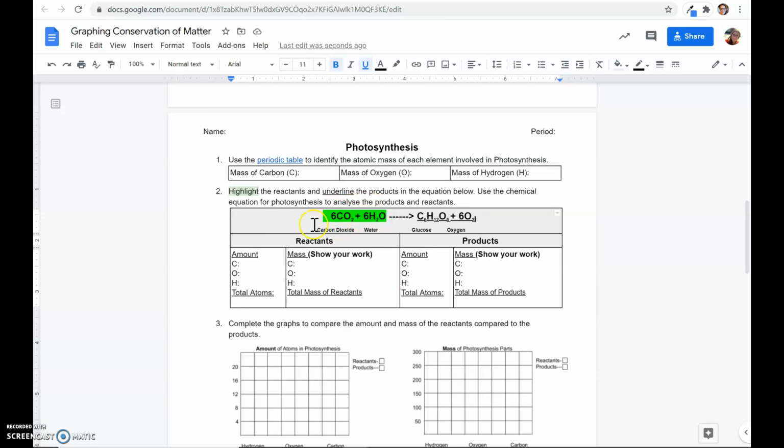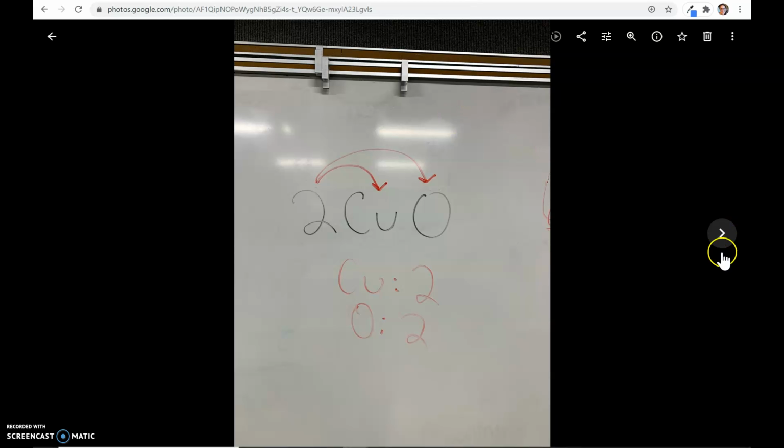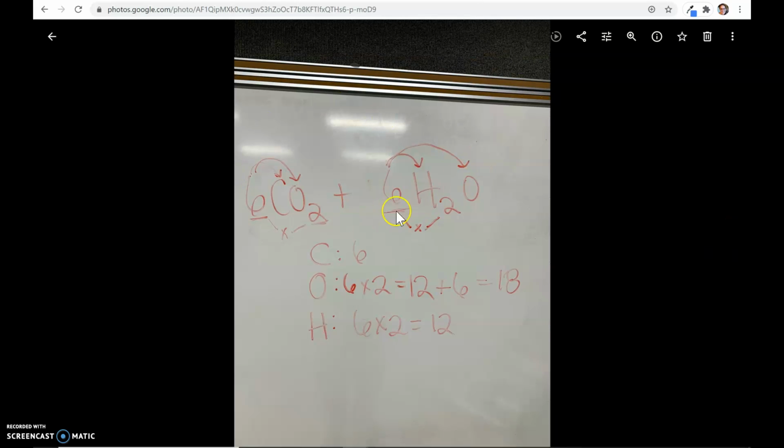You're figuring out how many carbons, oxygens, and hydrogens we have in this first side of the equation, and you're putting those numbers down here. Then you have to figure out the total mass of all your carbons, oxygens, and hydrogens on this side. So let's do the first one together. I've already done this, so let me just show you a picture of it. This is your chemical equation. This is how you figure it out.